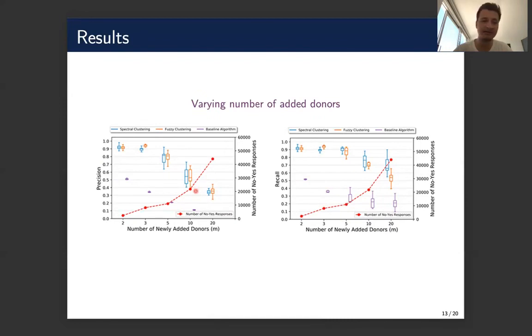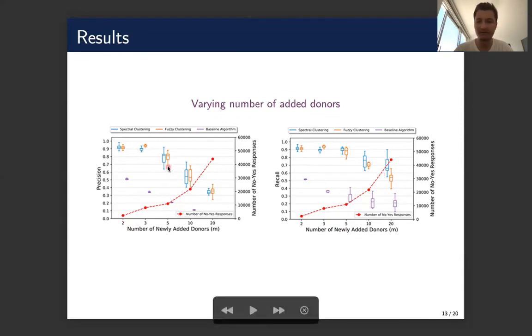We obtained 0.8 precision and 0.9 recall values even with 5 related donors, and we also have reasonable numbers after 5. So we reconstruct the genomes of the 5 related donors with really great precision and recall values.